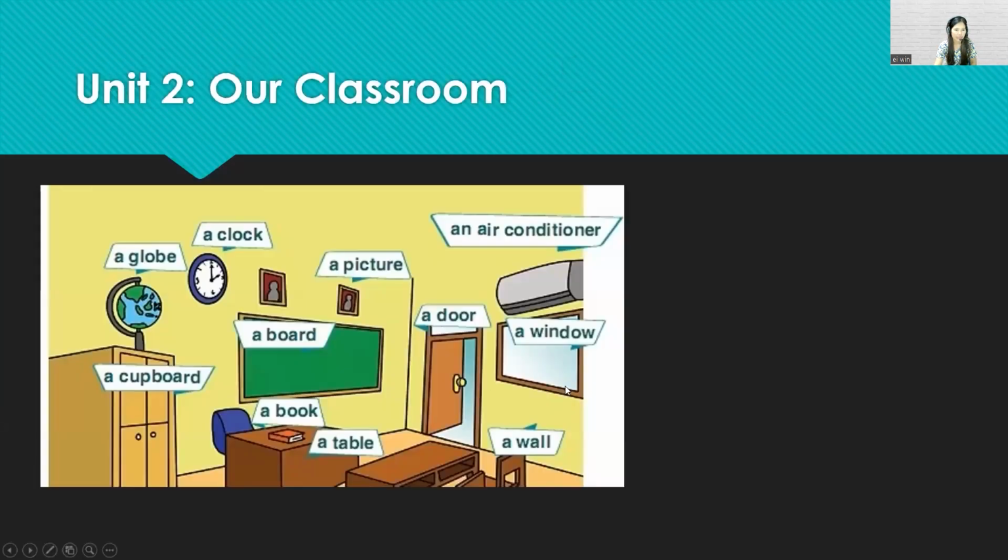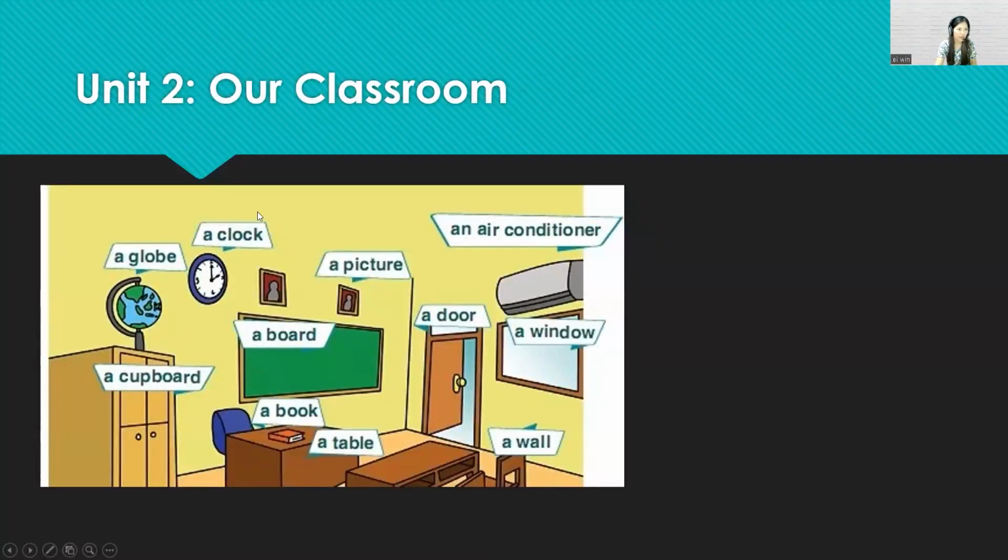So firstly, think about that. What kinds of things can you see in your classroom? So this is the picture of your classroom. So look at this picture. Okay, so let's talk about this vocabulary.